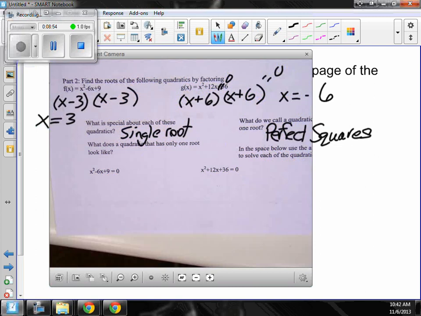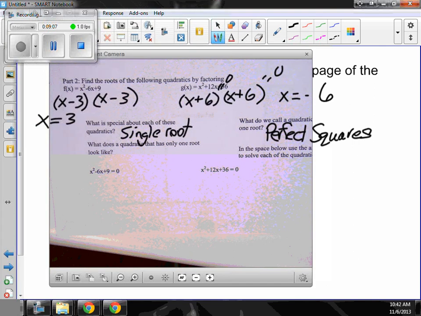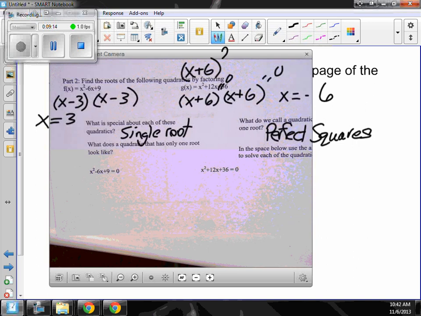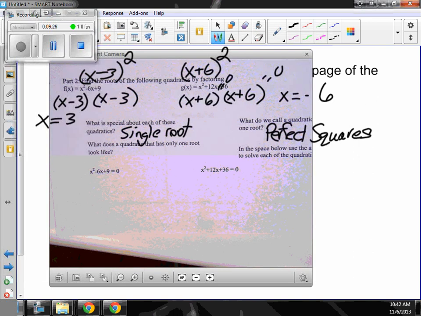The reason they're called perfect squares, a perfect square is some number times itself. Like 16 is a perfect square because it's 4 times 4, or 4 squared. 25 is a perfect square because it's 5 squared. This quadratic is actually x plus 6 squared, and this quadratic is x minus 3 squared. And we're going to use that property to solve quadratics that we previously couldn't solve.